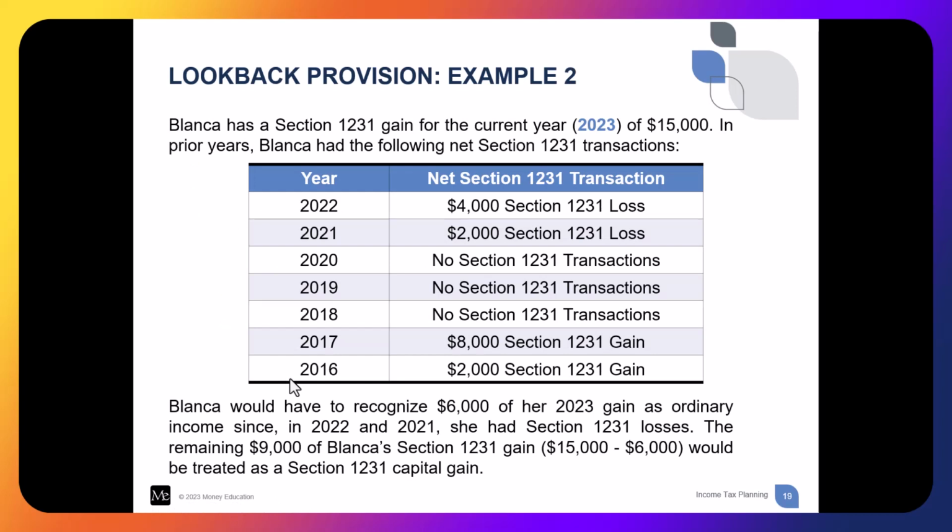Another example of a recapture look back. Blanca has Section 1231 gain for the current year, 2023, of 15,000. In prior years, she had the following. In 22, she had a loss. In 21, she had a loss. In 2020, no 1231 activity. Blanca would have to recognize 6,000 of this 15,000 as ordinary income because of the 22 and 21 Section 1231 losses. The remaining 9,000 would be taxed at capital gains rates.